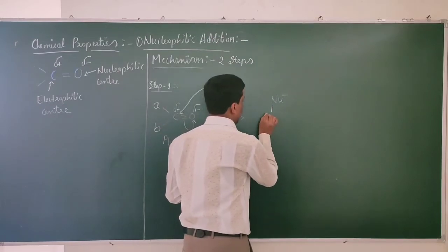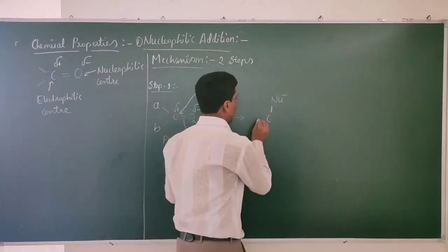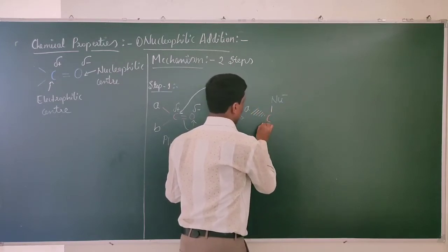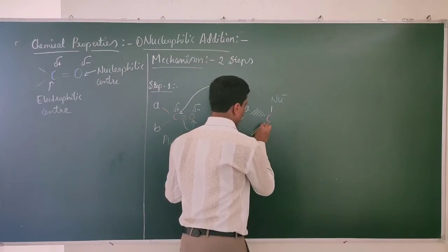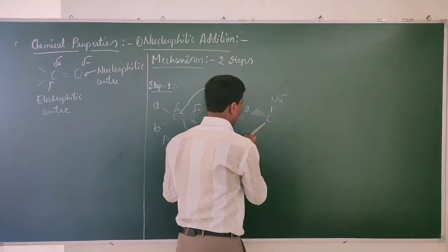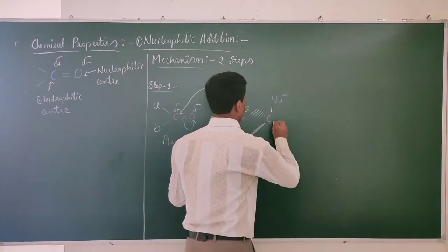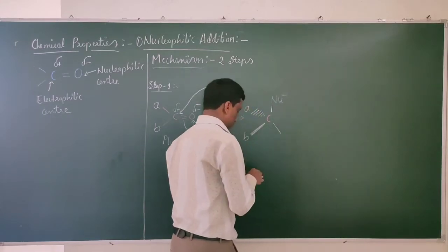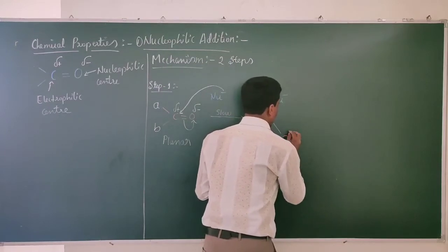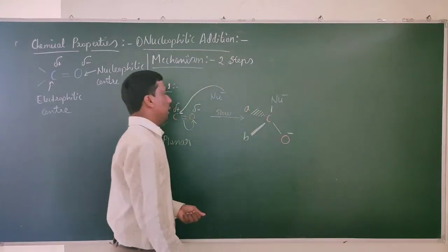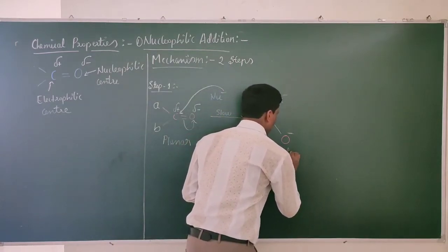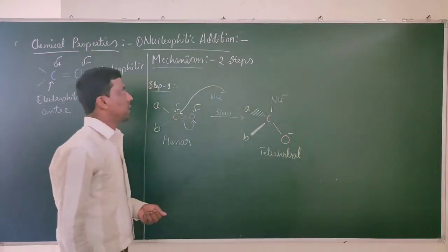It becomes tetrahedral now, because the double bond becomes a single bond. Now it has changed to a tetrahedral structure. Now this is the oxygen with negative charge. This is the tetrahedral structure. This whole thing happens in step number one.